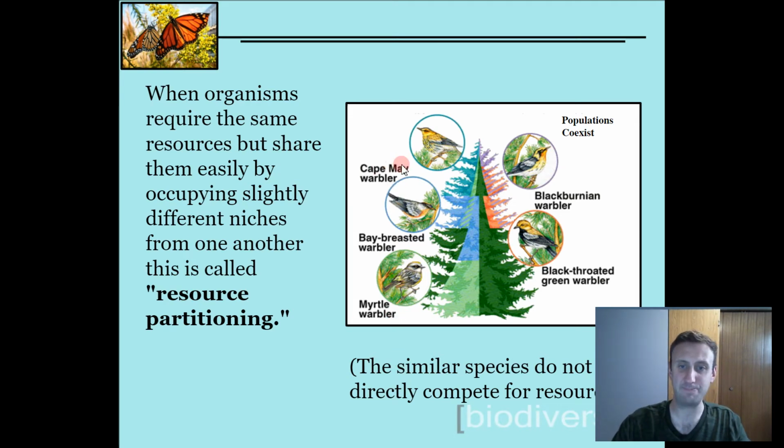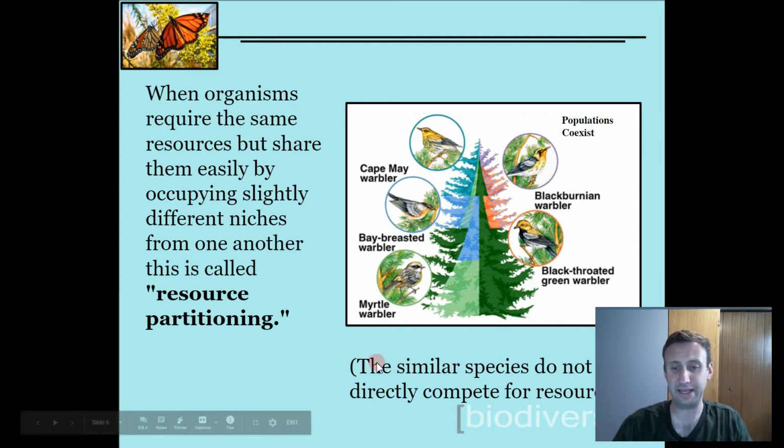So for example, the Cape May warbler actually just hangs out from here to up here, okay? Now it has a little bit of overlap with the bay-breasted warbler, which lives from here to down here. But they actually have managed to partition this resource of basically using the tree for a home to not have competition. So it's basically saying, hey, this part's mine and that part is yours. And that's called resource partitioning, which is something that's somewhat common in nature.